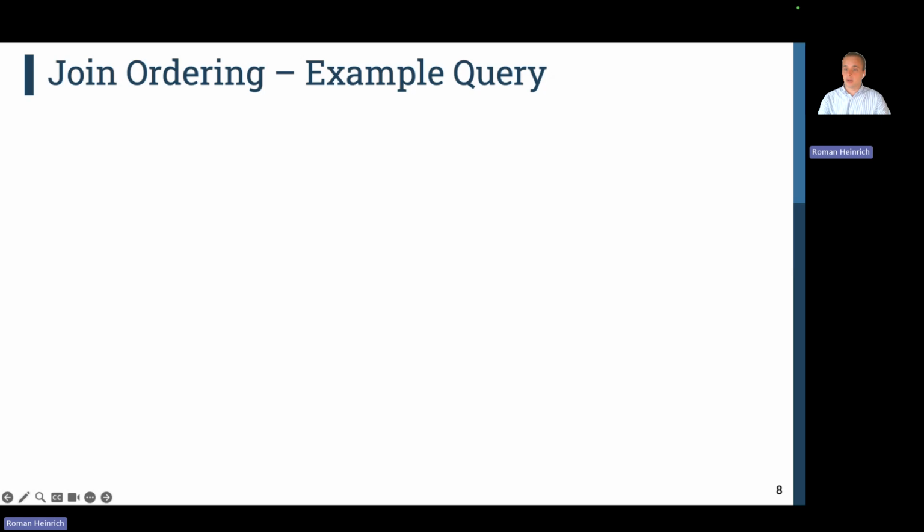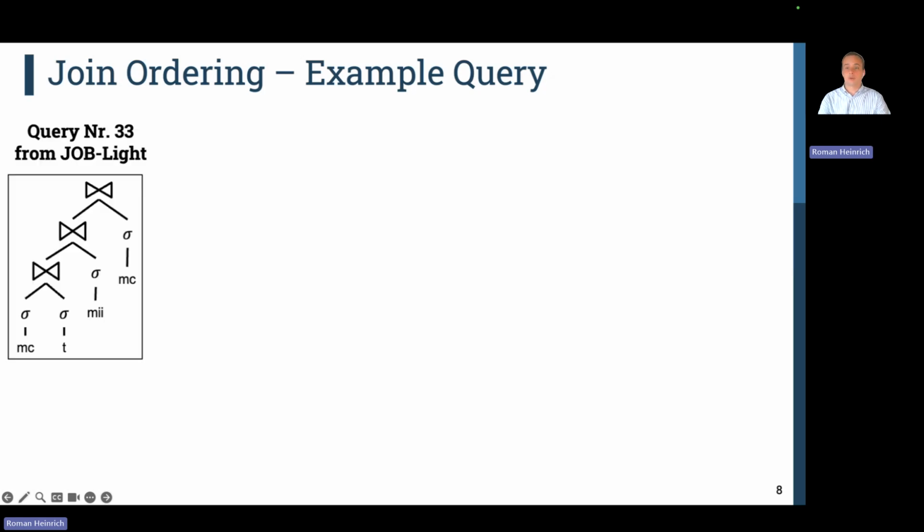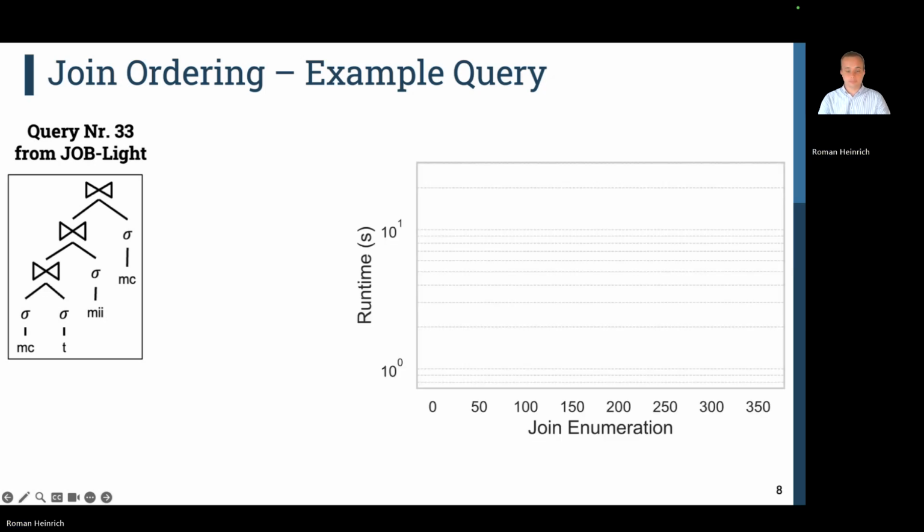Let's now have a look into an example query. Here we have selected query number 33 from JOB-light. This query has 4 different tables and 3 joins, and this results in over 1,000 join orders, which I will now present to you. In our study, we enforced all different join orders for the query execution, but let the optimizer select the remaining parts of the physical plan, like the selection of physical operators.